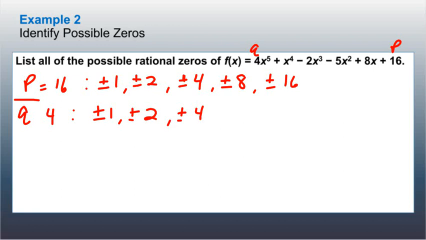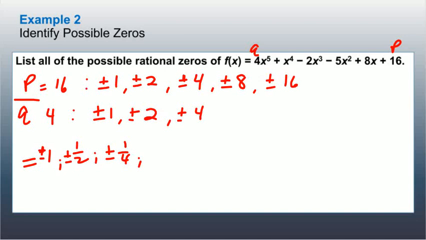So for this one, we could get all possibilities. 1 divided by 1 is 1, so we have positive and negative 1. We could do 1 and 2, so that would be positive and negative 1/2. We can do positive and negative 1/4. And then all the other ones: 2 divided by 2 is 1, we already have that down. 2 divided by 4 is 1/2, so we already have that. 4 divided by 4 is 1, so we already have that one.